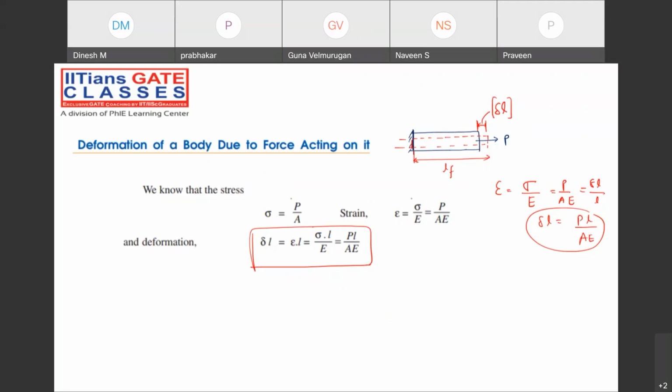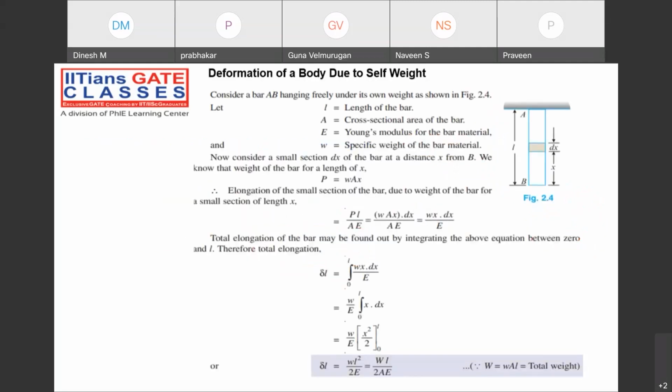Is it done, all of you? Now here we have one very good problem, one very good segment: the deformation of the body due to its self weight. Whenever only the self weight is acting, with no external load, for a body hanging from the top like this, what will be the deformation? Again, I'm saying there is no load, only the self weight.